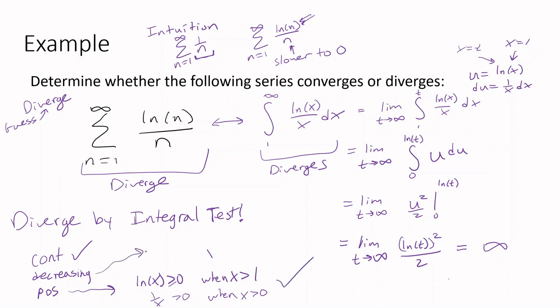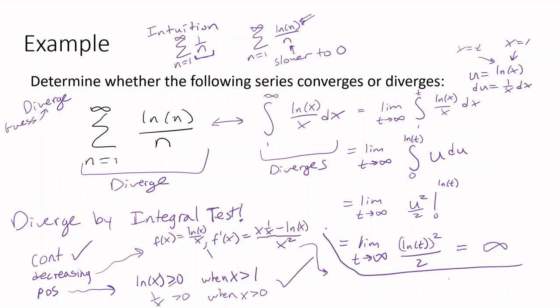All right, decreasing is a little bit tougher. To show that this is decreasing, we could do a couple of different things. What we could do is define this as our function, natural log x over x, and then take the derivative of this. We know how to do this. This is the quotient rule: low d high minus high d low over low squared. So that's 1 minus natural log of x over x squared.